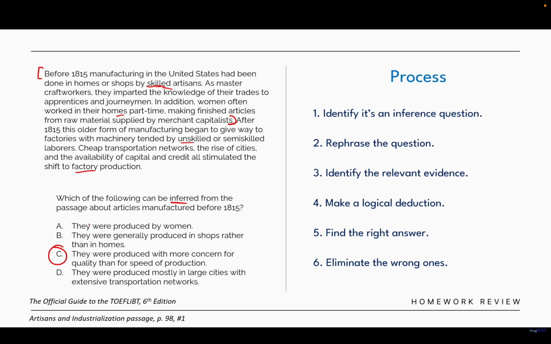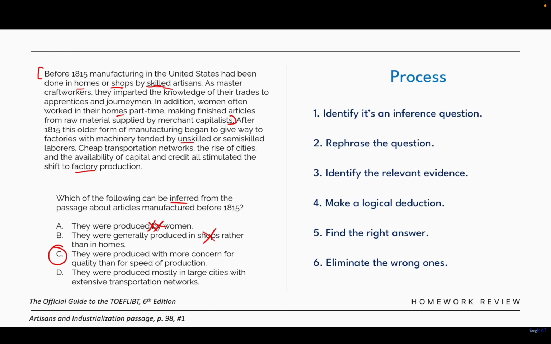Yep. Let's talk about wrong answers. Why is A wrong? They were produced by women? No, not just by women. Not just women, right? It said women worked part-time, but it doesn't say just women. Very good. How about B? In shops, rather than in homes? No, they say they do it at both homes or shops, right? But if you take a look at B, it says shops is bigger than homes, which we don't have any evidence for.